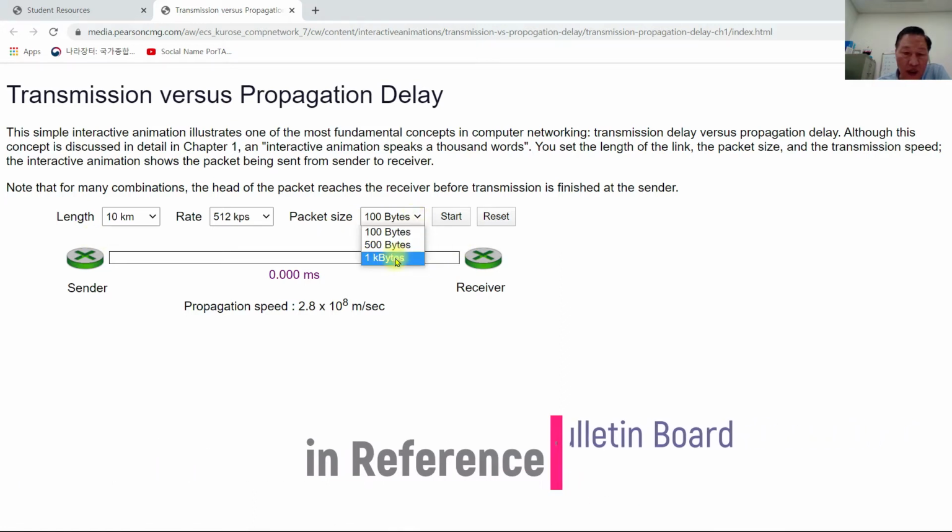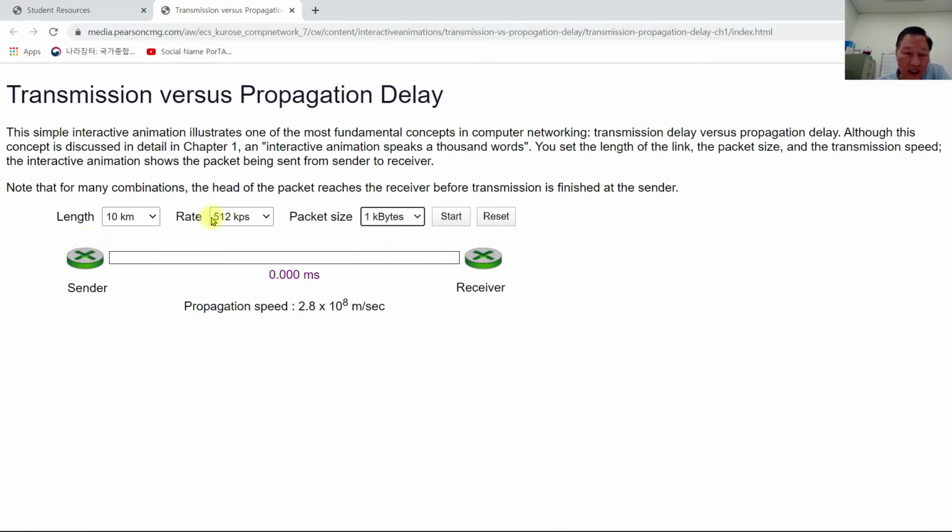And let's choose 1 KB packet size, a rate of around 100 megabits per second, and a length of around 10 kilometers. And let's start. Then you can see that the packet is being transmitted through this communication link, and we can enlarge the length in this simulation. Then we can see again.